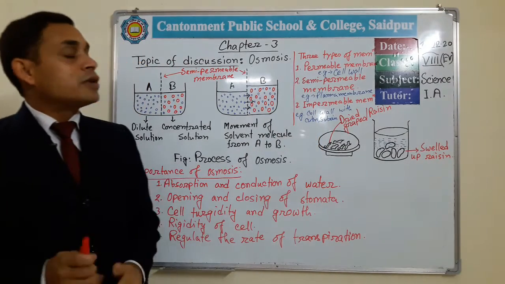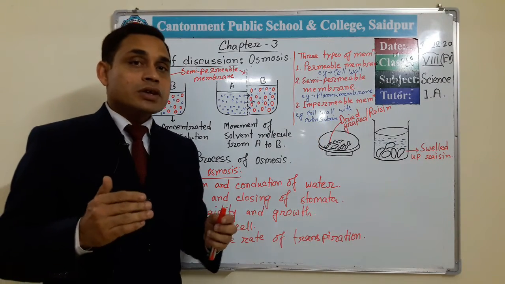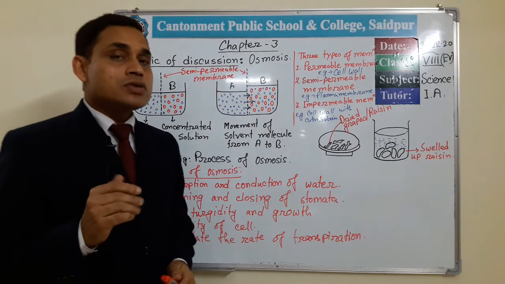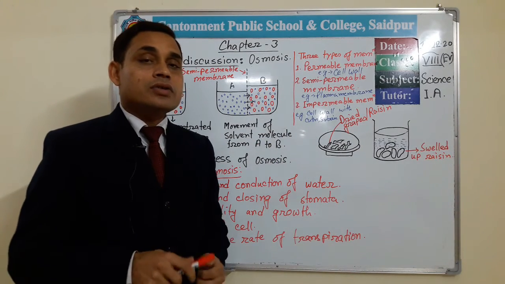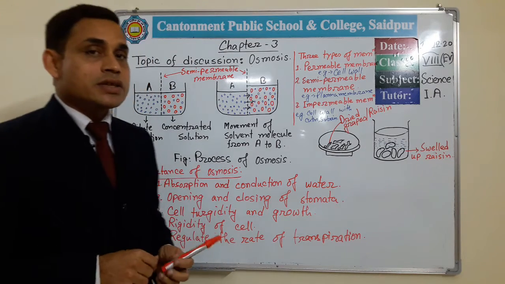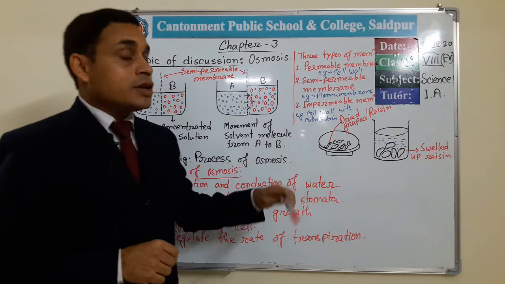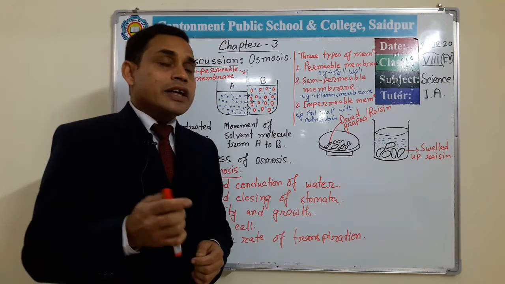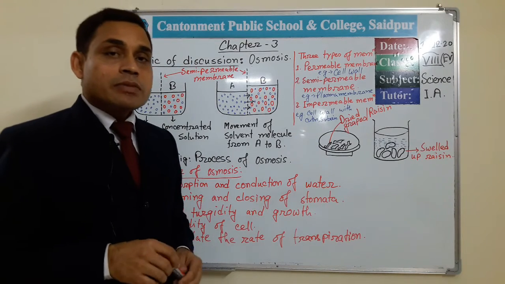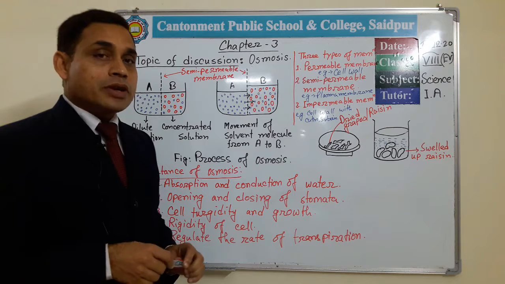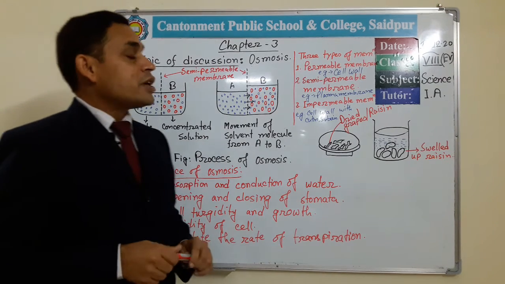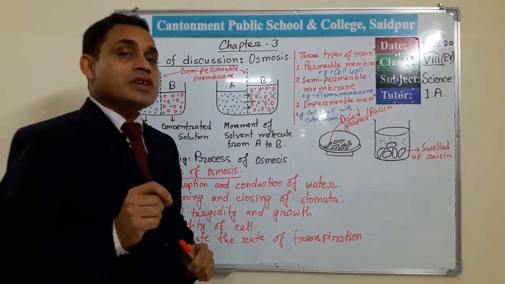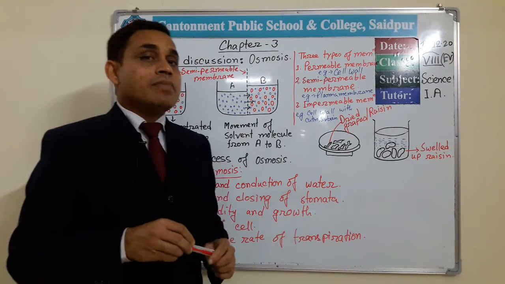Now the semi-permeable membrane. Semi means half. That means this membrane only allows the solvent molecule to pass, not the solute. That's why this is semi-permeable membrane. It is known as differentially permeable membrane or selectively permeable membrane. So in your exam you may have any one of these three names: selectively permeable, semi-permeable, or differentially permeable.